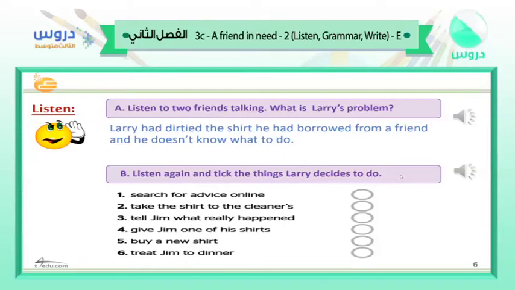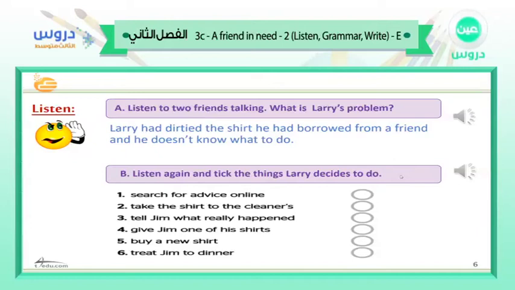Hi, Larry. What are you doing there? I'm trying to clean this shirt. Look. Give up. I don't think it's working. The problem is, it's not mine. Oh. I borrowed it from Jim last week, and now look at it. What am I going to do? He's going to kill me.